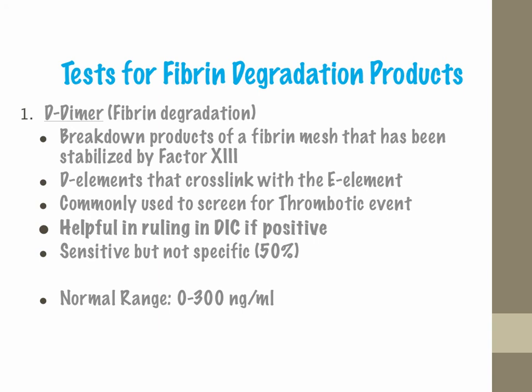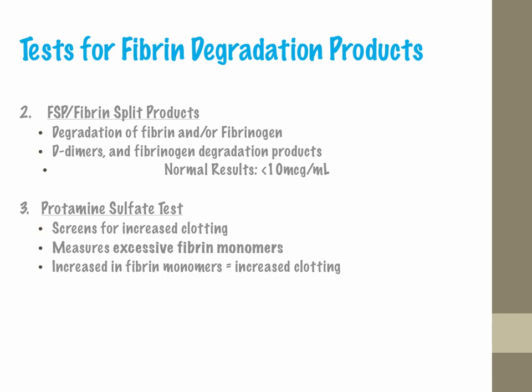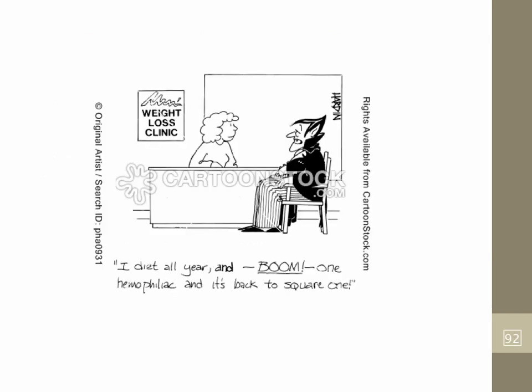It could be endometriosis. It could be inflammation. It could be cancer. It could be a blood clot. But if it's negative, it's a very good sensitivity that way. So you can be not 100% sure, I think it's in the high 90s, that if it's negative, your person is not clotting. All right, so I run that one if I am in doubt. Tests for fibrin degradation products, there's the FSP, fibrin split products, and there's the protamine sulfate, and I'm not doing either one of them. You guys can if you want to.